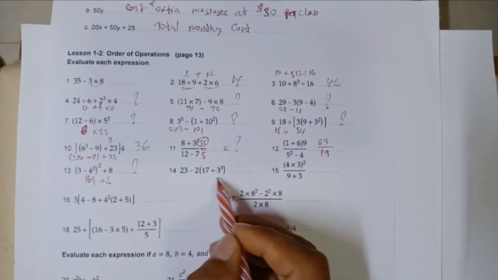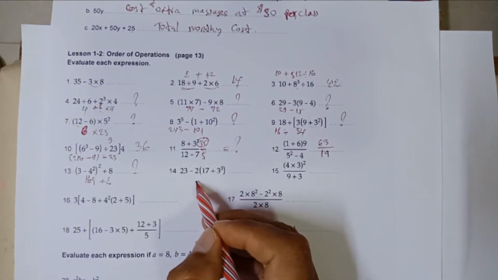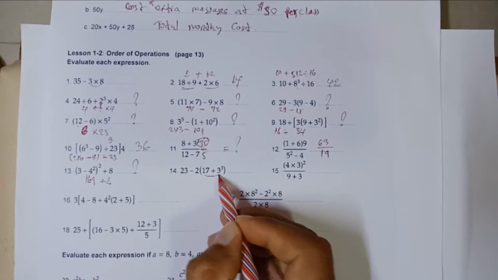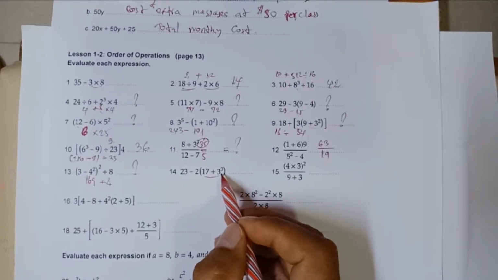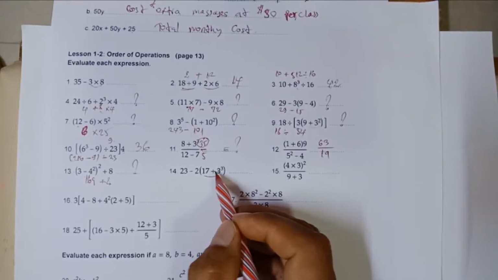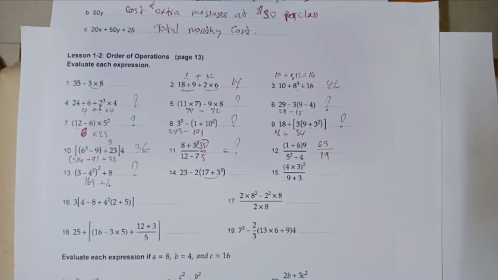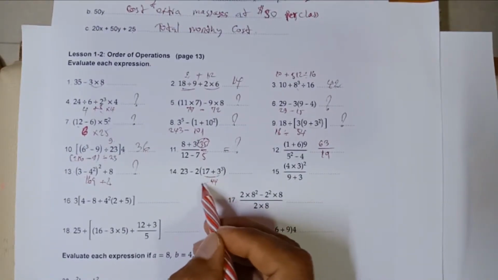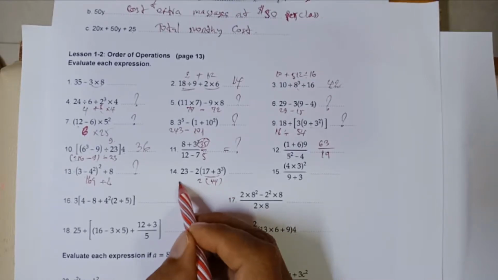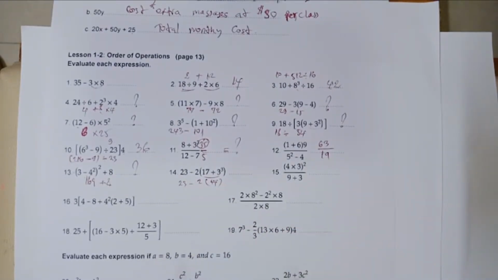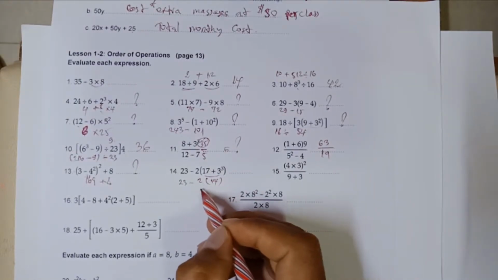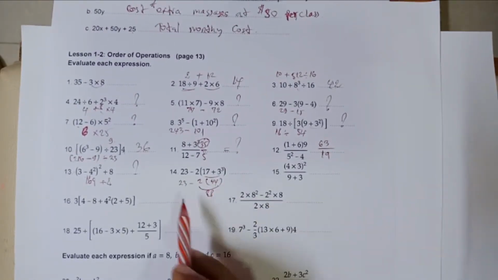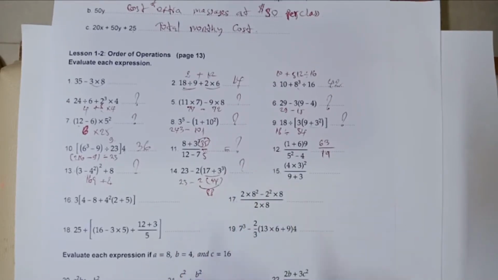And then you work inside the parentheses first. Let me work on this part alone. 3 times 3 is 9, 9 times 3 is 27, 27 plus 17 gives you 44. So 44, you times 2, and then 23 minus this. So 2 times 44 gives you 88. So you have 23 minus 88. Put your answer right here.